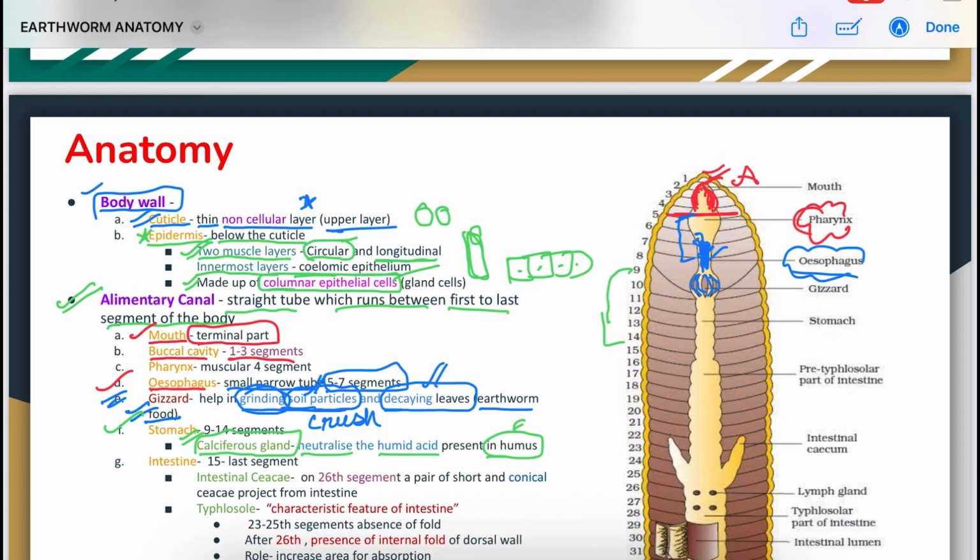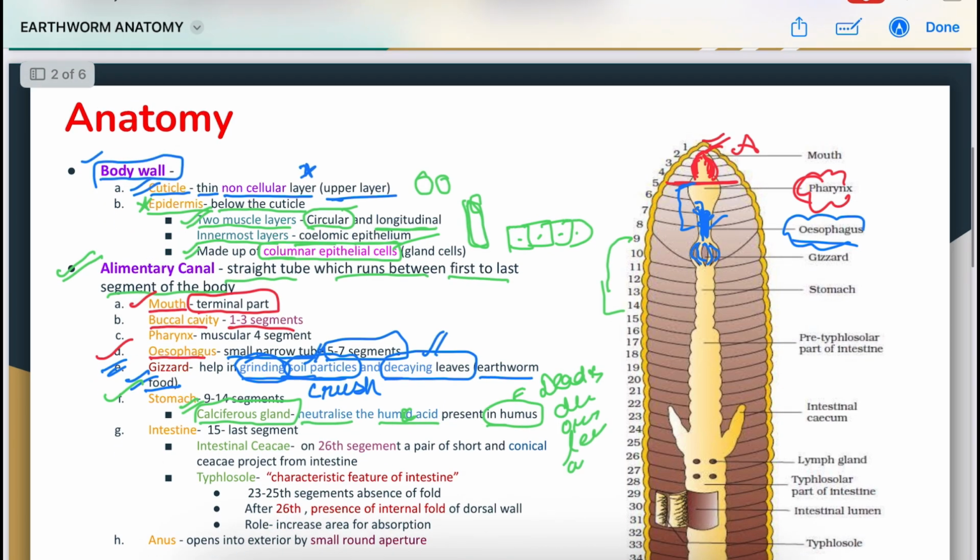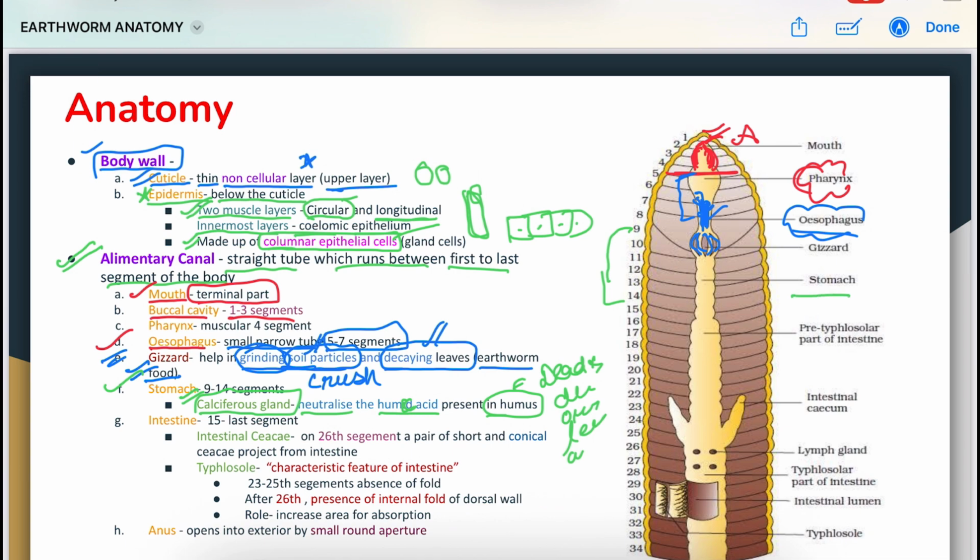Humus is basically dead and decaying organic matter, the dead plants and animals that decay, from which good soil is formed. An acid is released in it, humic acid. And the calciferous gland secretes something to neutralize this humic acid. Humic acid. Next, after the stomach, there is the intestine.